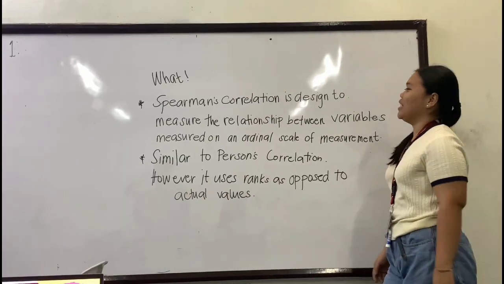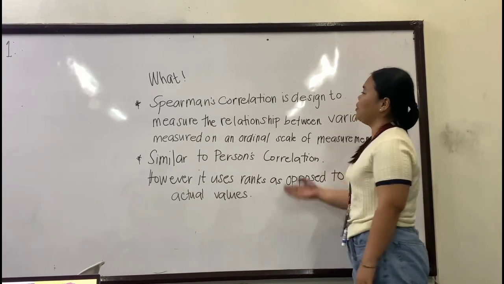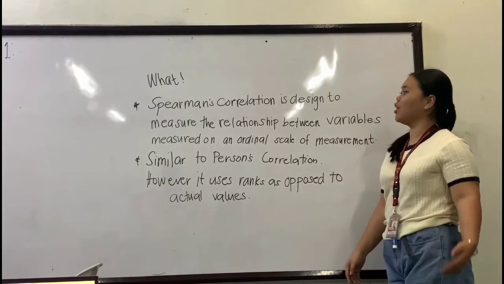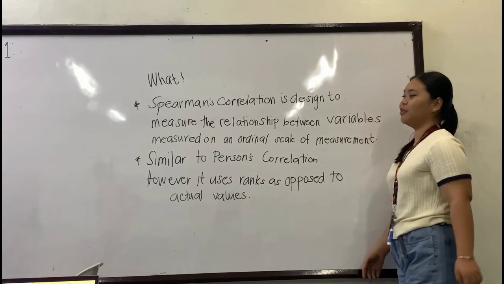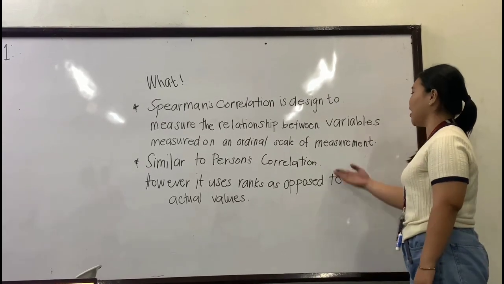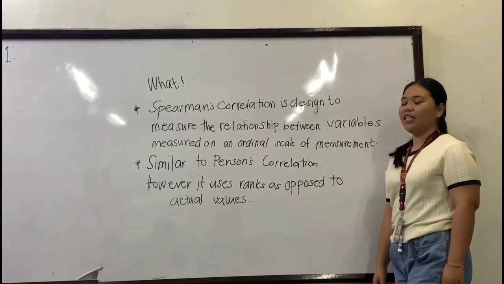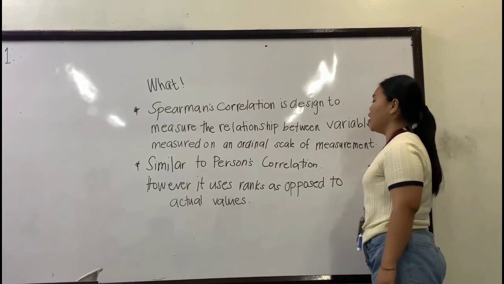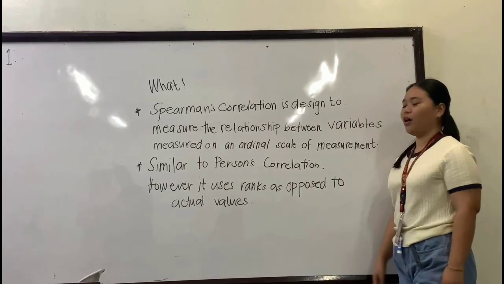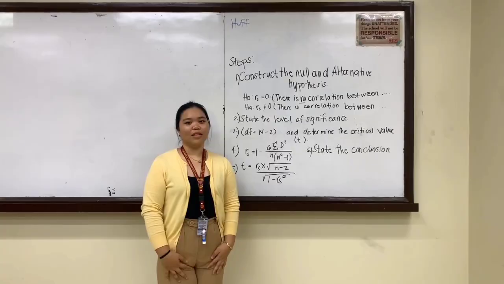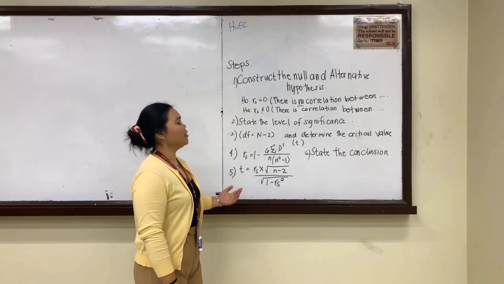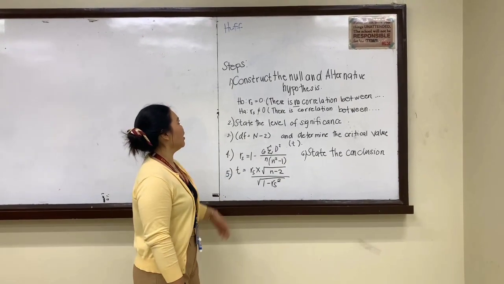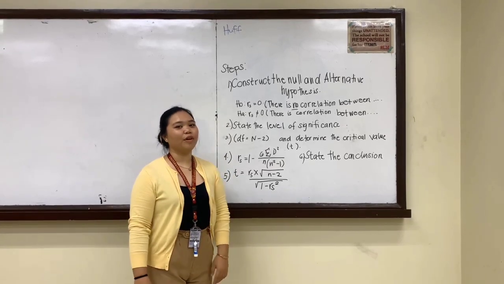So what is Spearman correlation? Spearman correlation is a measure of the relationship between variables measured on an ordinal scale of measurement. It is similar to Pearson correlation, however, it is used on ranks as opposed to actual values. So in Spearman rank correlation, we use steps to solve our problem.